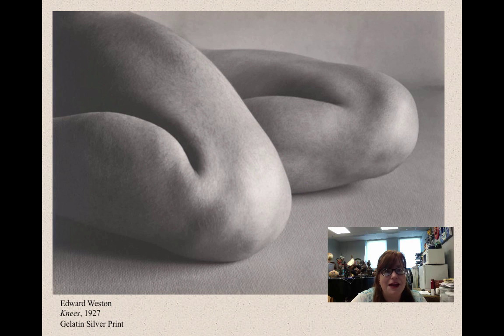So here we have Edward Weston's Knees from 1927, and I'm going to take my cursor here, the arrow, and the lines that are formed by the edges of things are contour lines. So if you look, the outside of the knees themselves, and also from the contrast of the calf folding into the thigh, also creates a really nice contour line.